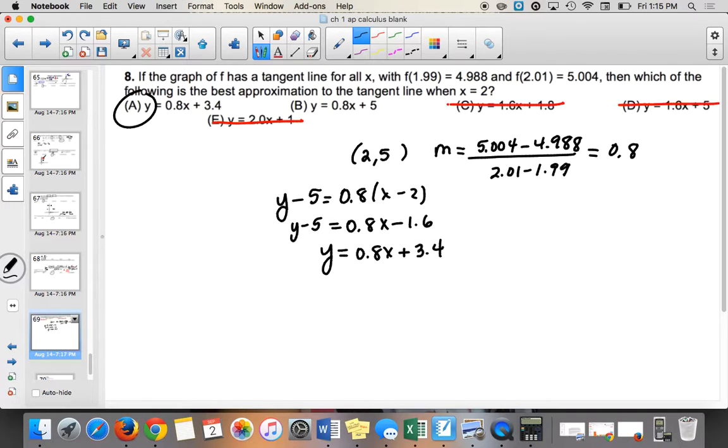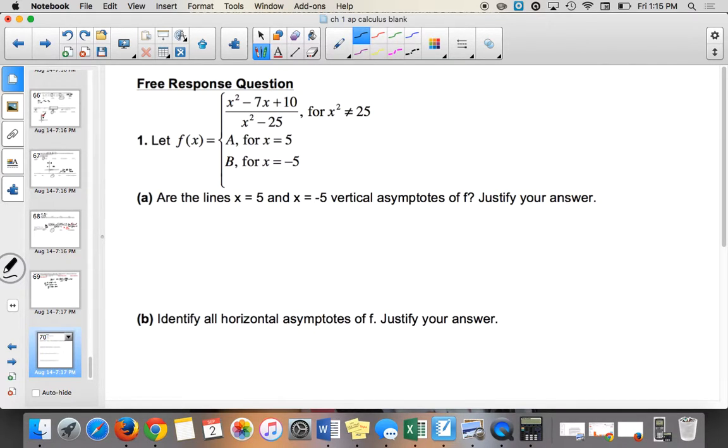All right, and the last thing we have is a free response. It's not as hard as the actual free responses. Free responses can be difficult on the AP test. But by the end of the year, you're going to feel so confident going in, you're going to know this stuff. All right, so f of x. This is a piecewise function. The question for A says, are the lines x equals 5 and negative 5 vertical asymptotes of f? It kind of looks like they are because of this, but one of them is not.